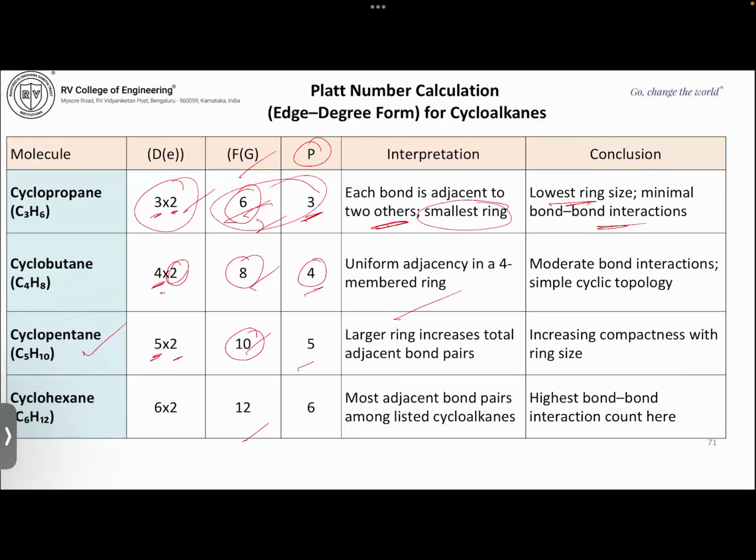So a larger ring increases total adjacent bond pairs, increasing compactness with ring size. Similarly, for cyclohexane the plot number is 12. The interpretation is that it has the most adjacent bond pairs among the listed cycloalkanes. So the more the number, the higher the bond interaction. So this is about the plot number calculation.